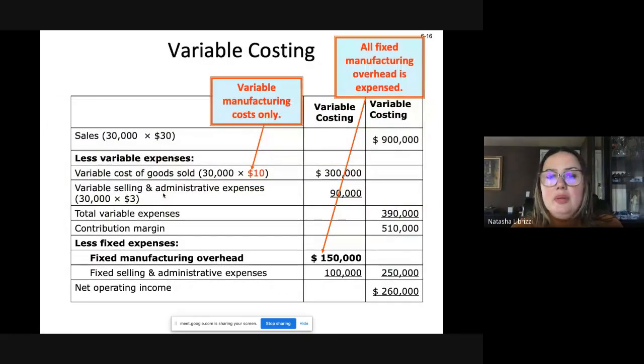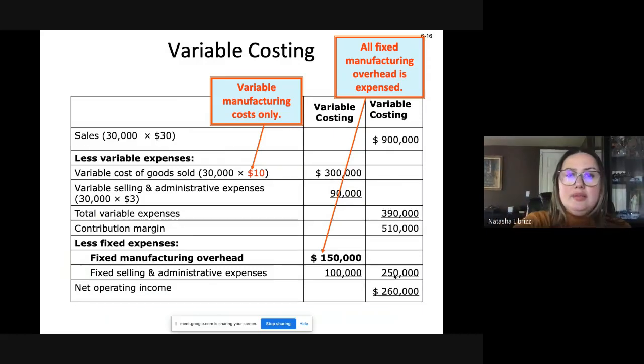Then under variable costing, my sales are 30,000 times $30, which is 900,000. Variable cost of goods sold is 30,000 times 10, which is 300,000. Variable selling and administrative expense is 30,000 times 3, which is 90,000. 300,000 plus 90,000 equals 390,000. Contribution margin is 510,000, less fixed expense of 150,000 for manufacturing overhead plus the fixed selling and administrative expense, so 510,000 minus 250,000 equals 260,000.